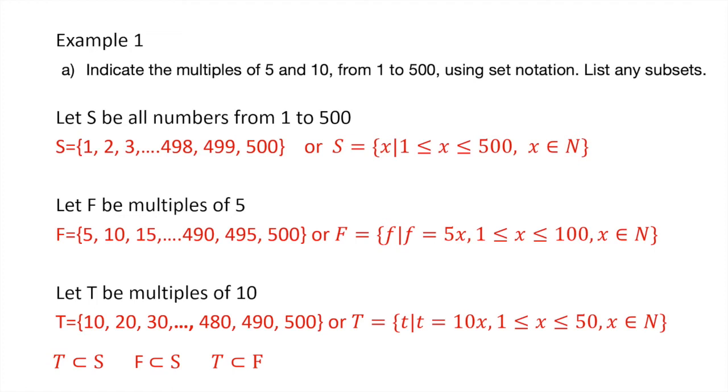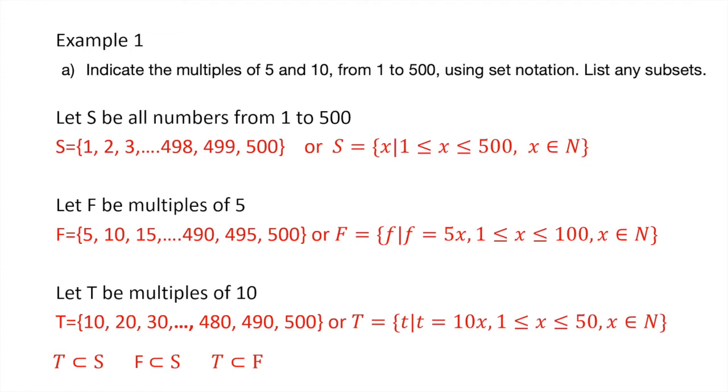But the key behind this now is we can begin to define what our subsets are. And so we know that the multiples of 10 and multiples of 5 both need to be subsets of the universal set, which is the numbers from 1 to 500. So those first two statements there, T is a subset of S and F is a subset of S, are absolutely true by definition. But what additional subset you may not have noticed is that the multiples of 10 are actually a subset of the multiples of 5, because within the multiples of 5, every single multiple of 10 exists.